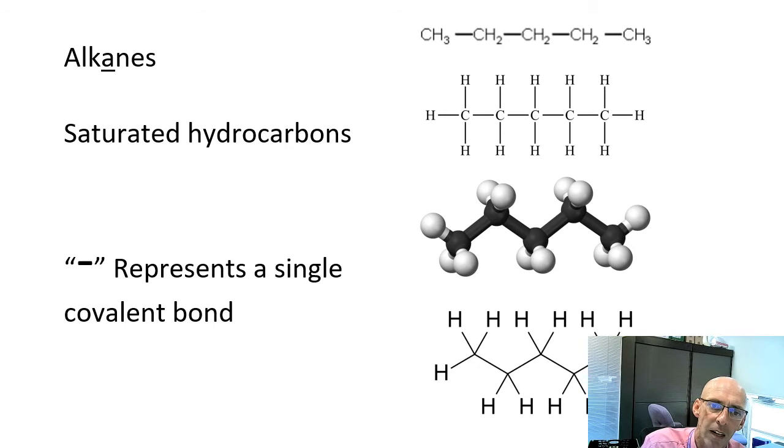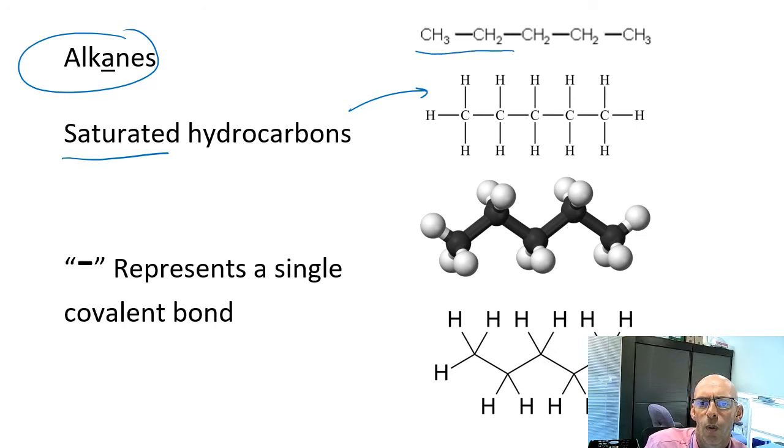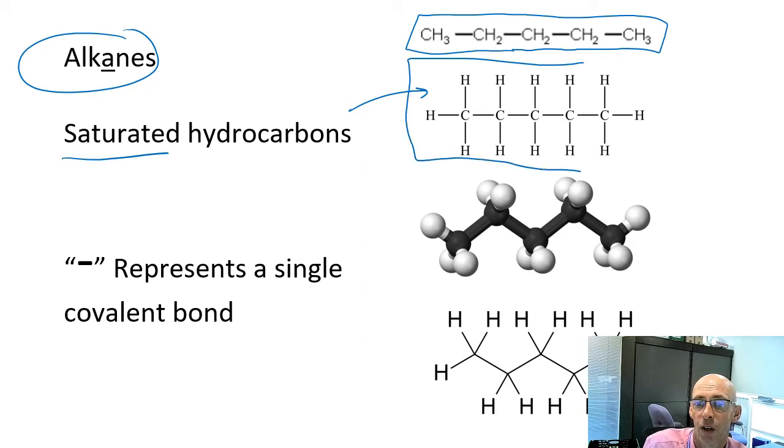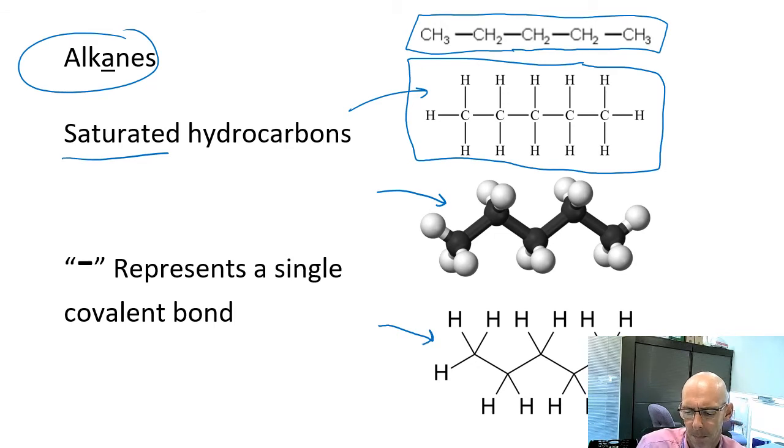So, alkanes, I just said it, they're all saturated. They are full of hydrogens. This is one way of drawing it, and it shows exactly the same information as the way I've been drawing them. This then is what it might look like in a molecule, and this is what it looks like in a skeleton diagram.